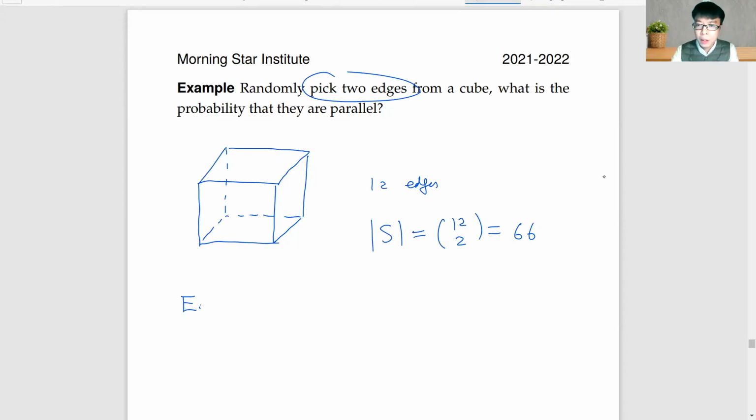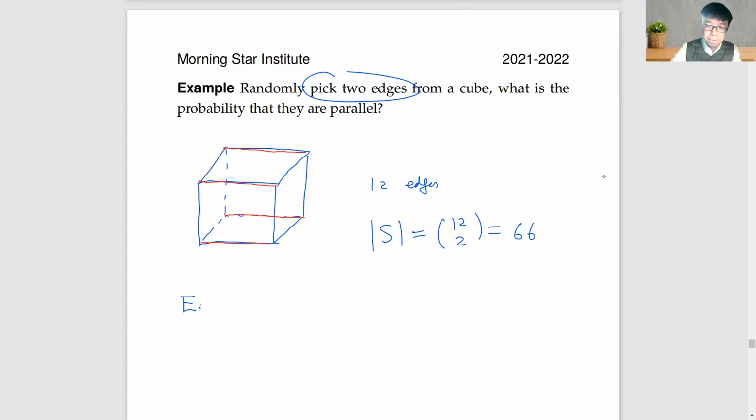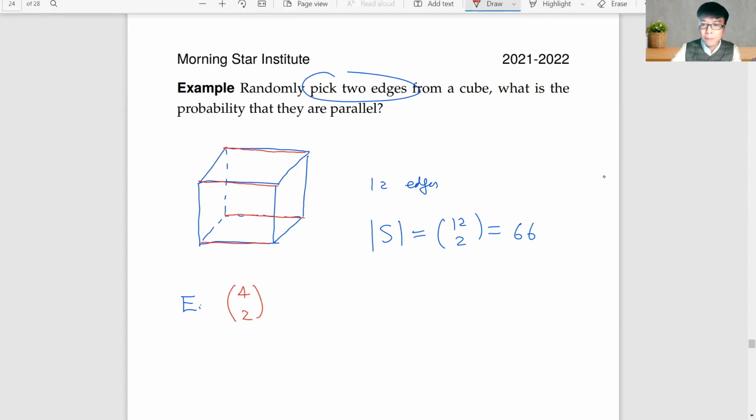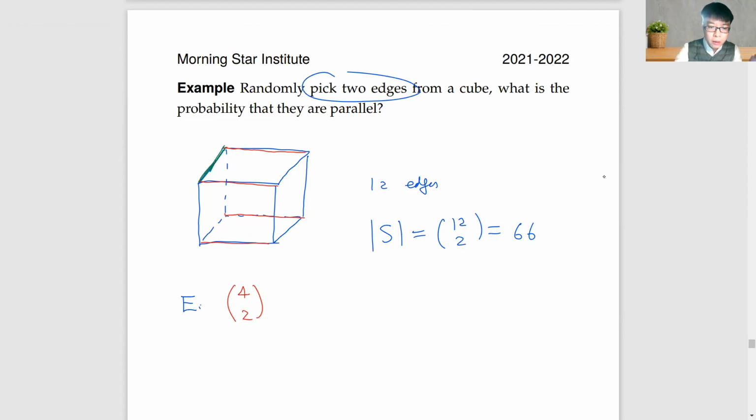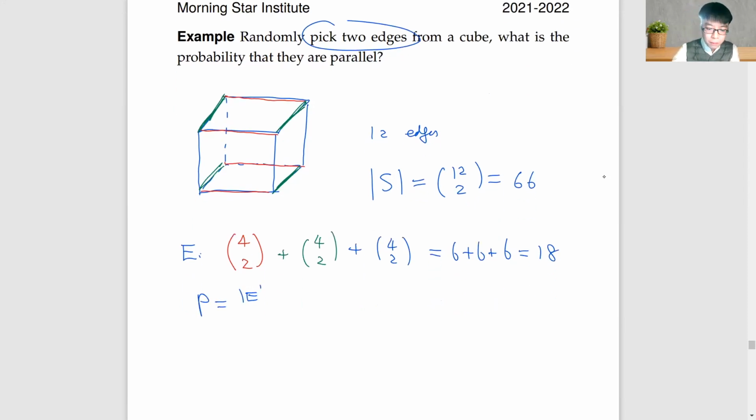Now we consider the valid choice. That is 2 edges that are parallel. Parallel means these edges are pointing in the same direction. Here we have basically 3 directions in 3D. So for example, these 4 red edges are parallel, and there are 2 other directions. Among these red lines, I can have a valid choice, 4 choose 2. For green edges, we can also choose 4 choose 2. And finally, for blue lines, again, 4 choose 2. So that's 6 plus 6 plus 6, which equals 18. Now the probability is 18 divided by 66, which is 3 divided by 11.